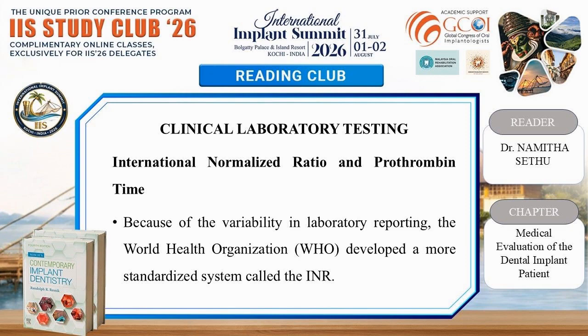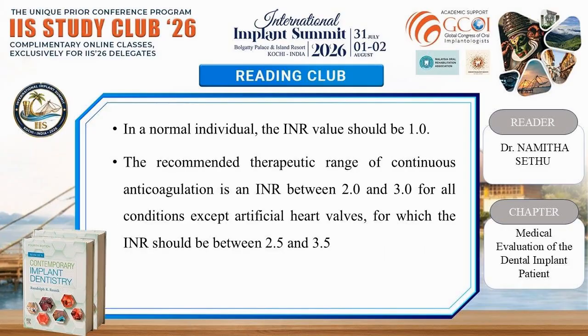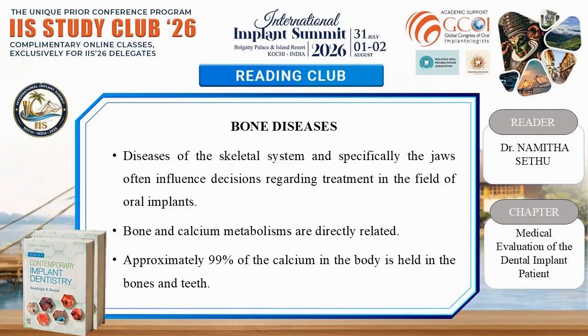Because of the variability in laboratory reporting, the World Health Organization developed a more standardized system called INR. In a normal individual, INR value should be 1. The recommended therapeutic range of continuous anticoagulation is an INR between 2 and 3 for all the conditions except artificial heart valves, for which the INR should be between 2.5 and 3.5.